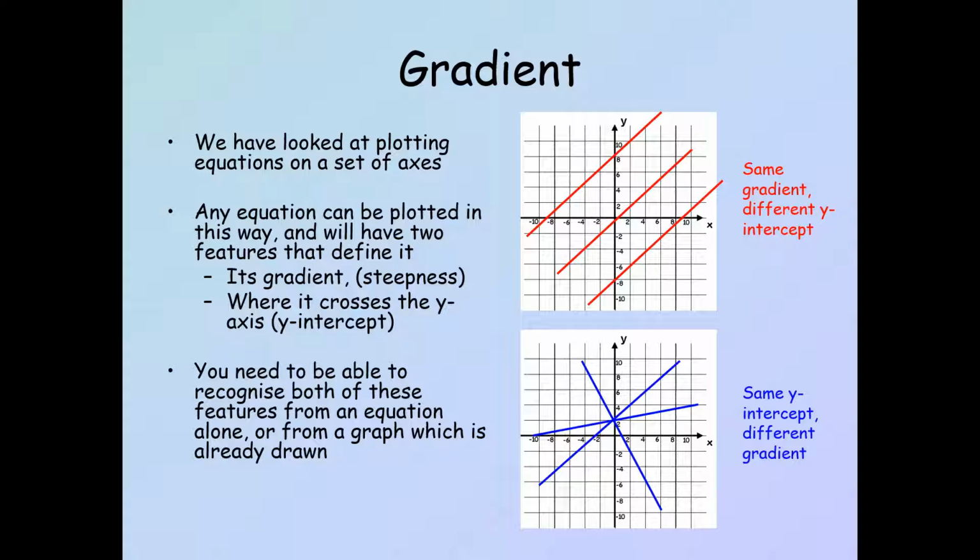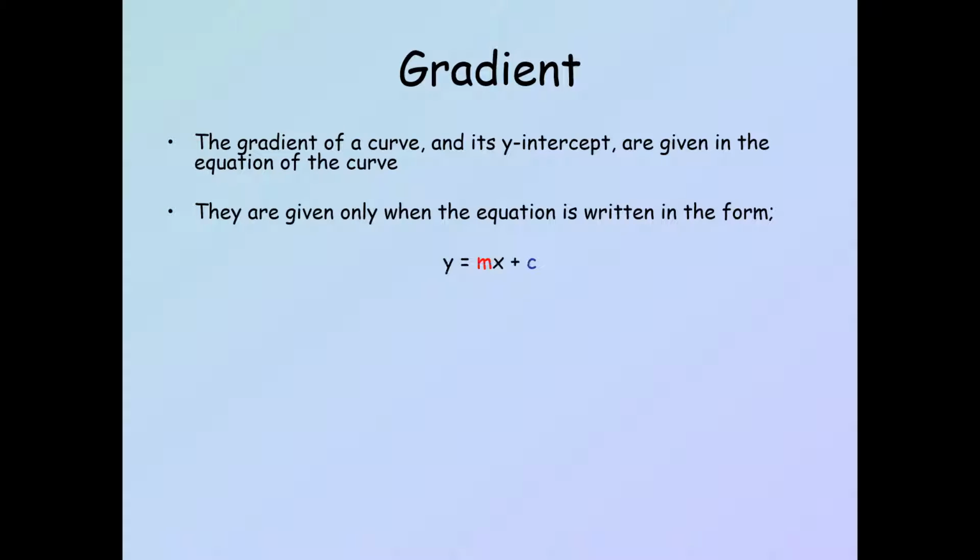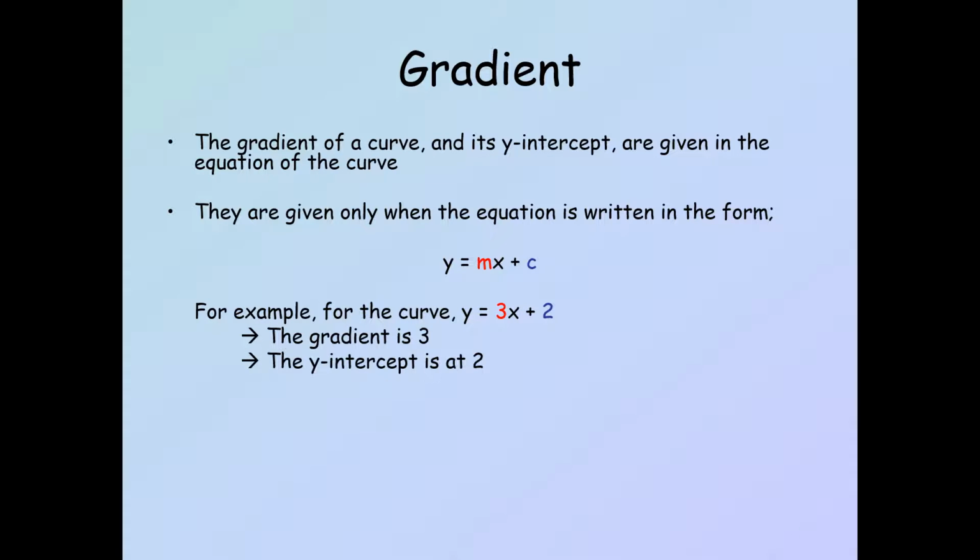So we've been looking at different ways that we can identify these features. We can only put it into our equation when our equation is written like this: y equals mx plus c. When we have this, the m and the c are the parameters. They get replaced by the numbers that make each line unique. So, if we have y equals 3x plus 2, this has a gradient of 3 and a y-intercept at 2.